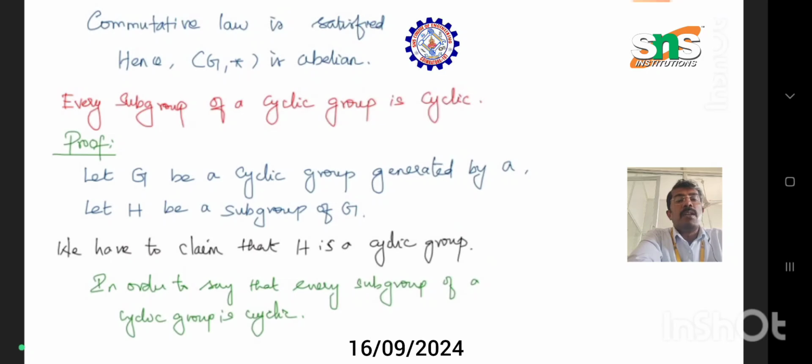So here what I'm trying to say is, if you take an element as generator in a cyclic group, and if you take a subgroup from a group which is already cyclic, and from there if you take a subset and try to generate the elements, you can easily understand it is even cyclic. So it is very clear that every subgroup of a cyclic group should be cyclic. It is a mandatory idea.